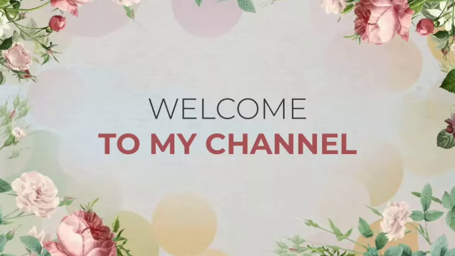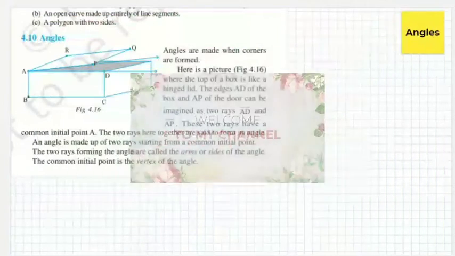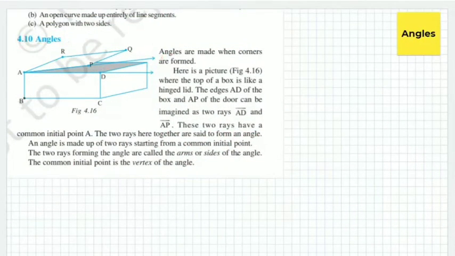Today we are going to see about angles. Angles are made when corners are formed. So for an angle you need corners. Okay. See these two lines AP and AD, they form an angle.